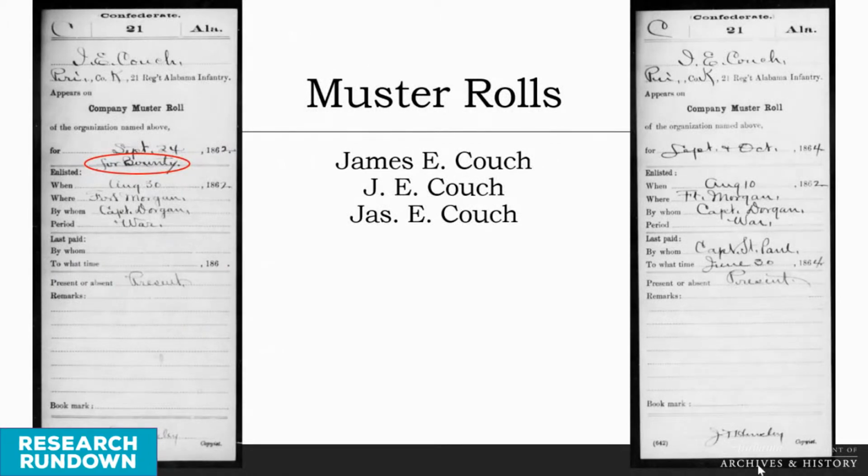Interestingly, it appears that Couch's service with the 3rd Alabama and subsequent medical discharge did not end his Civil War service. Several months later, in September of 1862, he appears as J.E. Couch on a muster roll record for Company K of the 21st Alabama Infantry. Records indicate that his brother also served with this regiment after having initially served in another regiment as well. This time, he was enlisted at Fort Morgan for the period of the war.